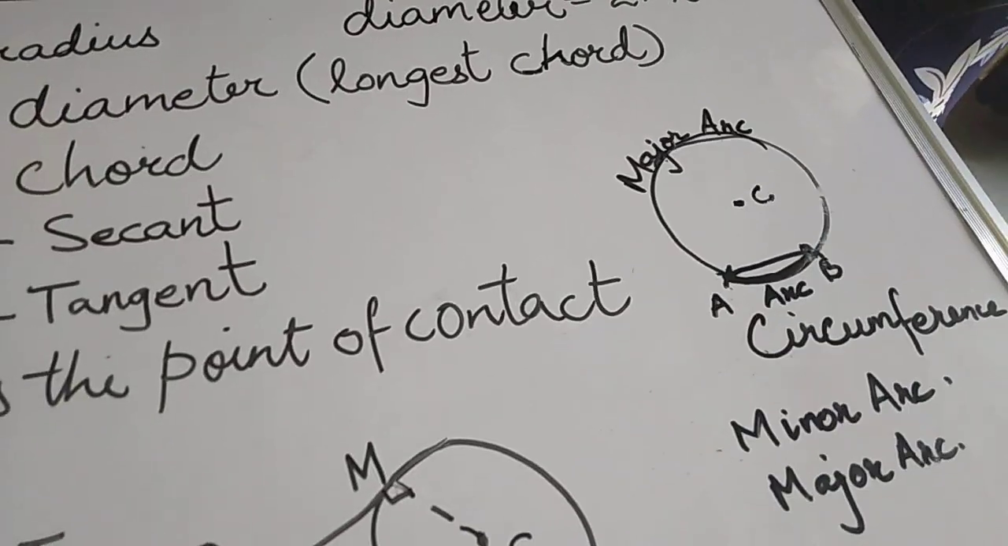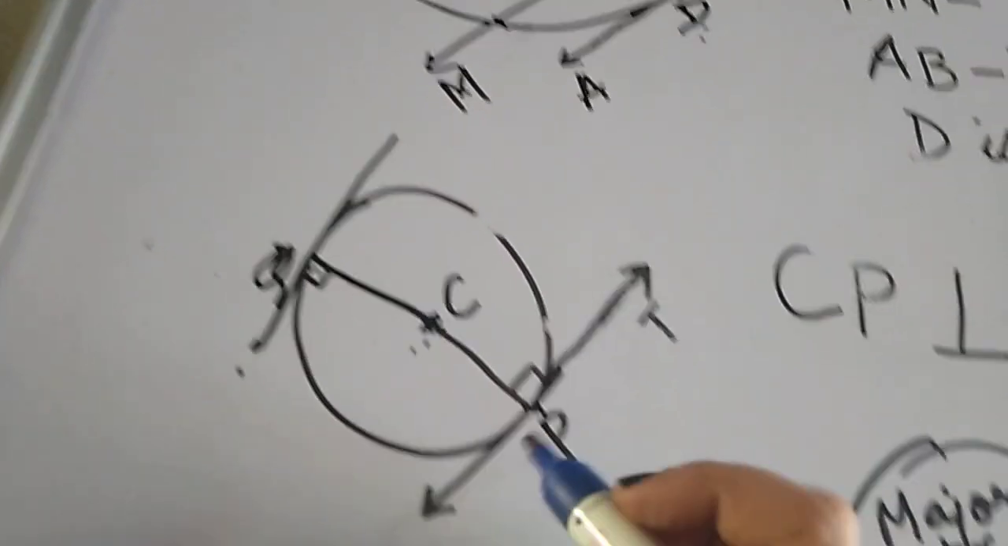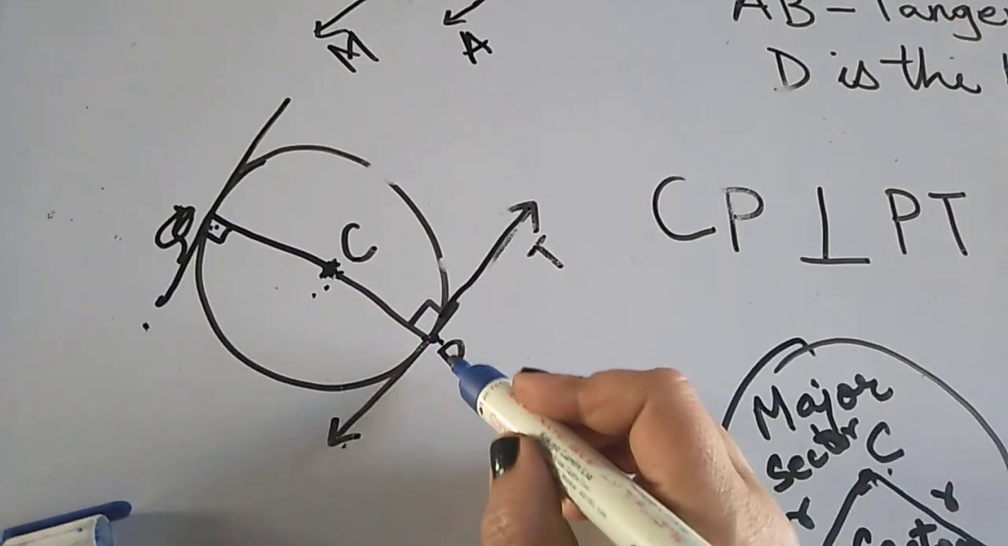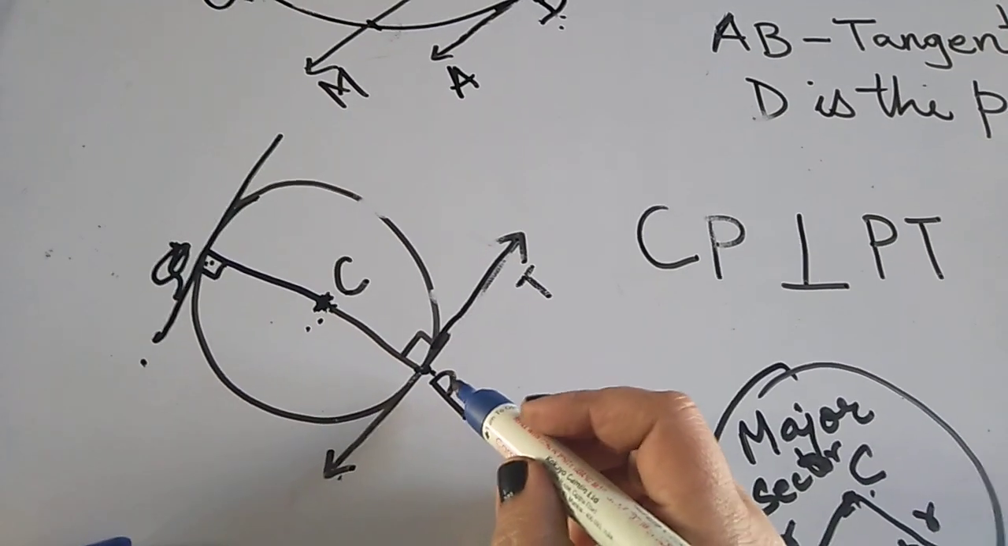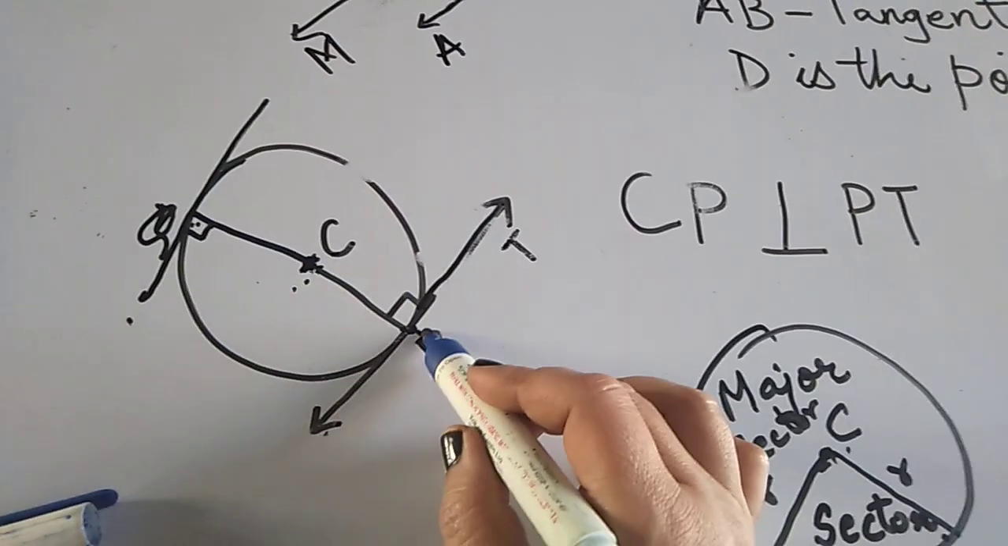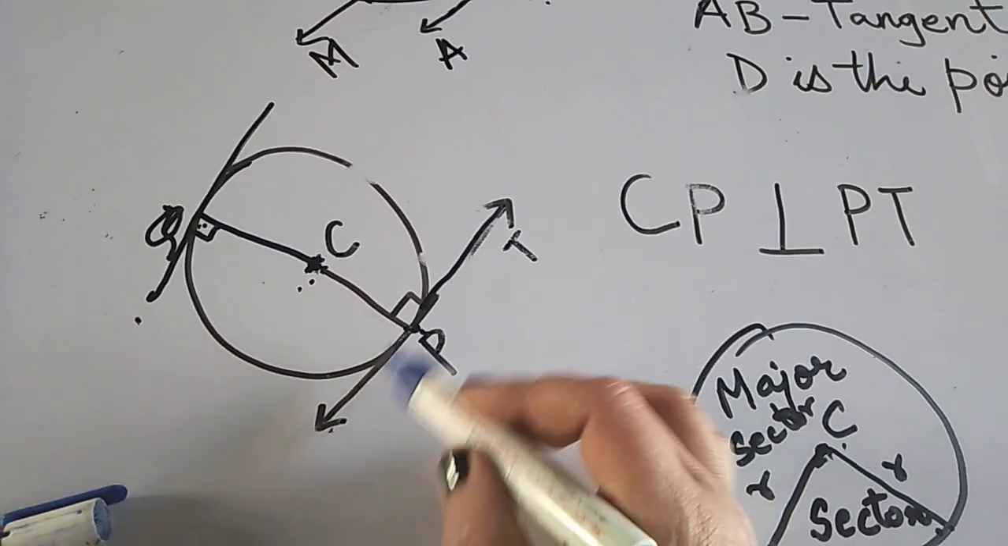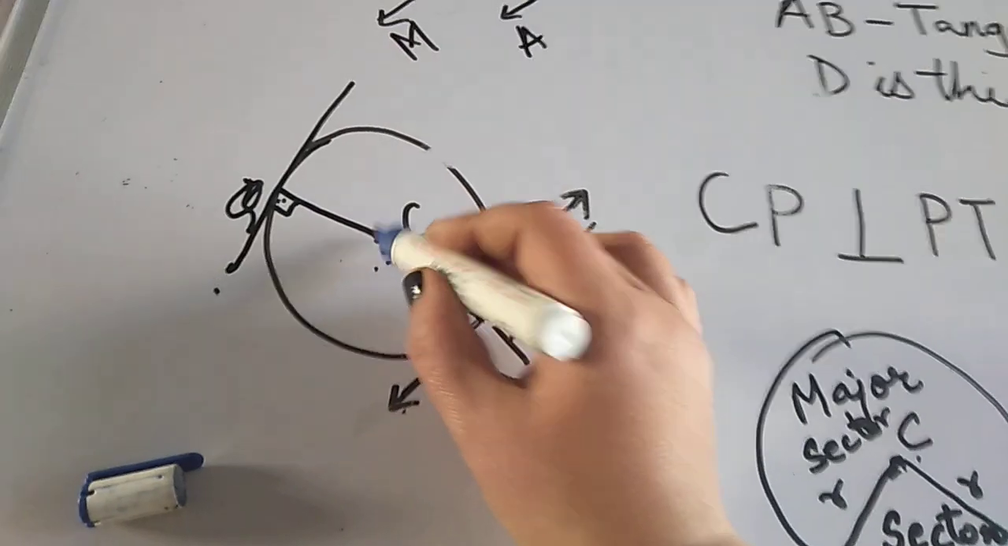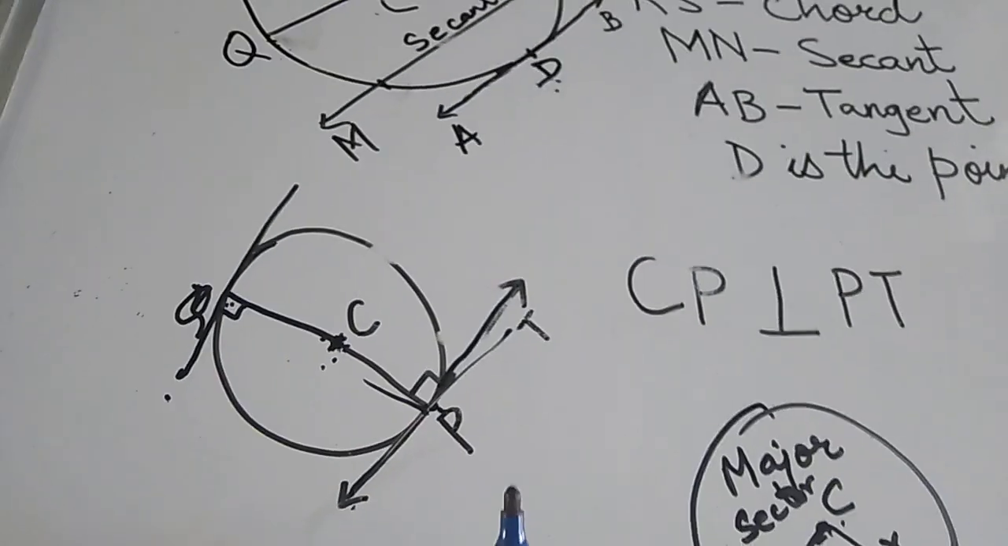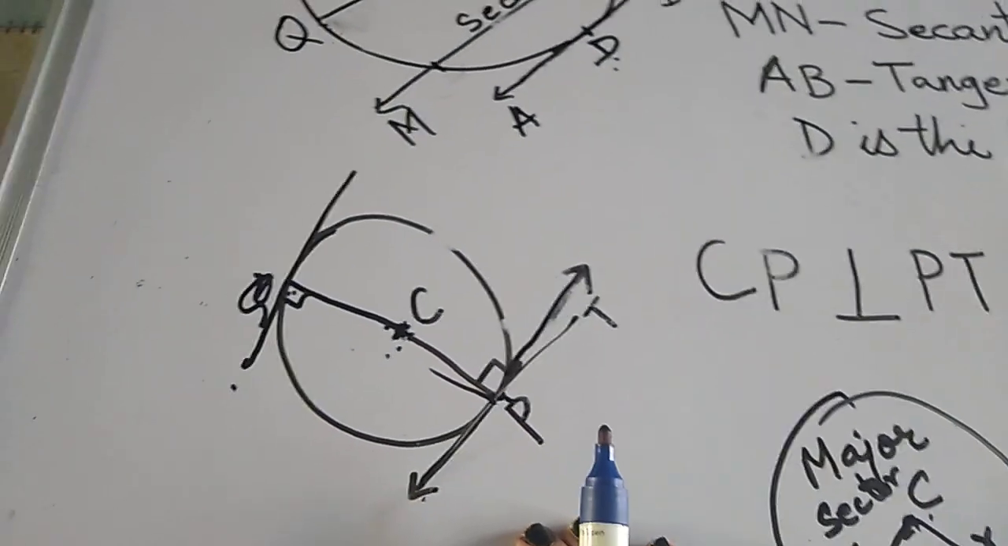Now, one more thing. One thing that you will be using in solving the problems is that a tangent is always perpendicular to the line from the center of the circle to the point of contact. A tangent is always perpendicular. This is very, very important because you will be using it in solving the exercise.